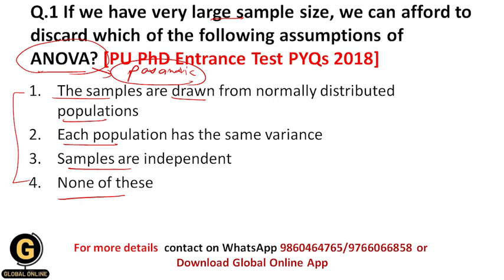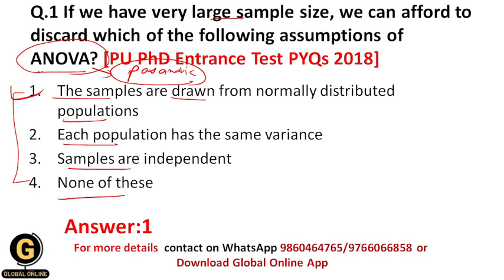Okay, but in this situation, the normal distribution of the data set within the population is getting violated, and that's why whenever there is a larger sample size, in that situation we can afford to discard this assumption of samples being drawn from normally distributed populations in ANOVA. That's why here your correct answer should be what? 1. All of you getting?